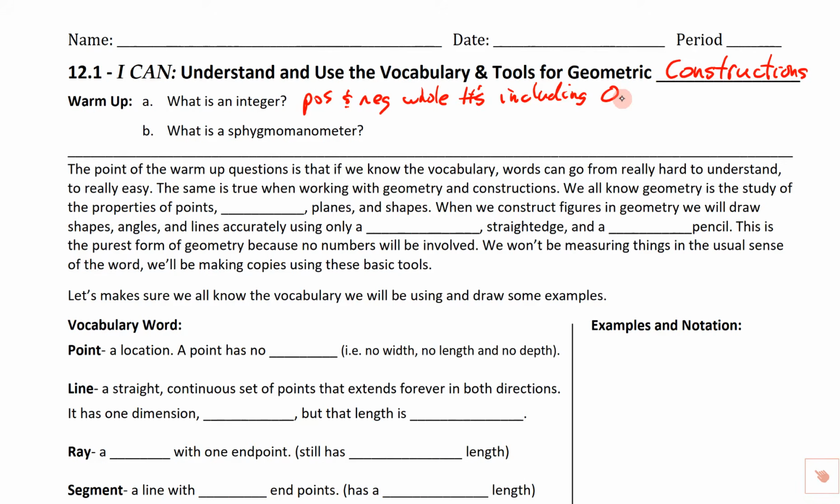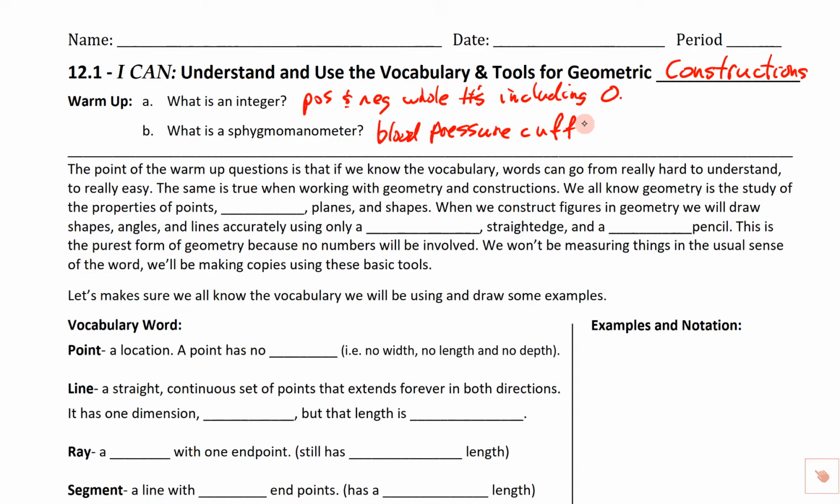Now this next one, you may or may not know what it is, but I'm sure you've all seen one of these. It's called a sphygmomanometer. Any idea what that is? Well, it's actually a very simple idea. It's just a blood pressure cuff. Okay, when they measure your blood pressure, they use a sphygmomanometer.